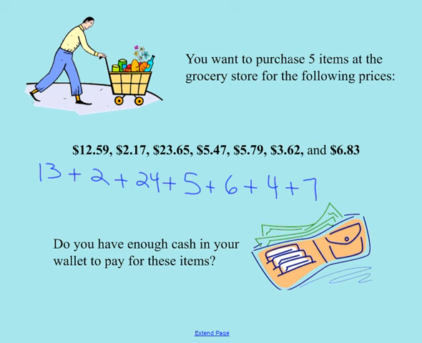We've turned a complicated addition problem into a very simple one. We know that 13 plus 2 is 15, 24 plus 15 is 39, 39 plus 5 is 44, 44 plus 6 is 50, 50 plus 4 is 54, and 54 plus 7 is 61. So you will need to have at least $61 in your wallet in order to have enough cash to purchase these items.